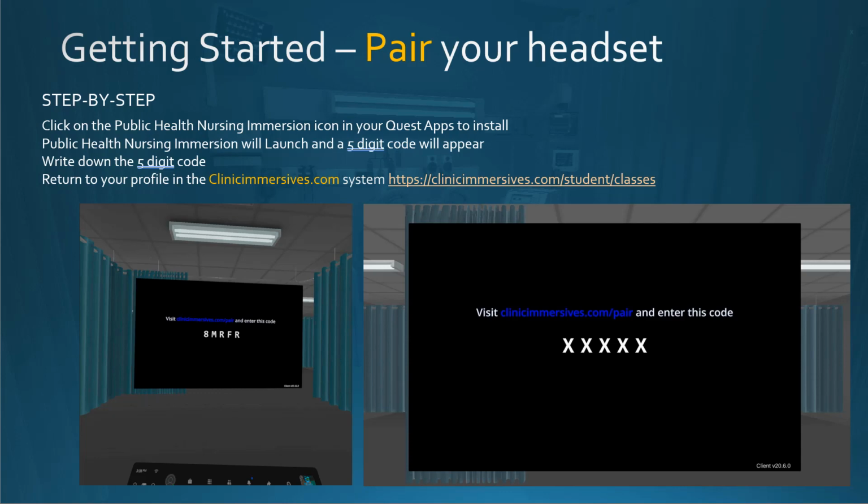So in the lobby, you'll see a big panel, and it has 5 digits and an instruction to visit clinicimmersives.com/pair. So you're going to need to know those 5 digits. The example on the left is just an example. Those are not your 5 digits. They will be unique for you when you launch it. So you'll need to remember those 5 digits.